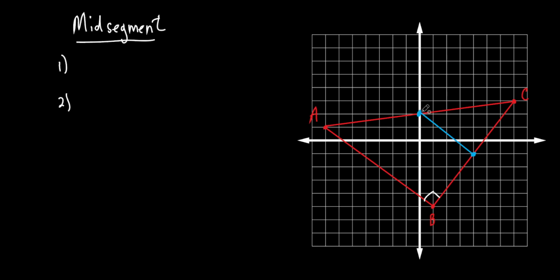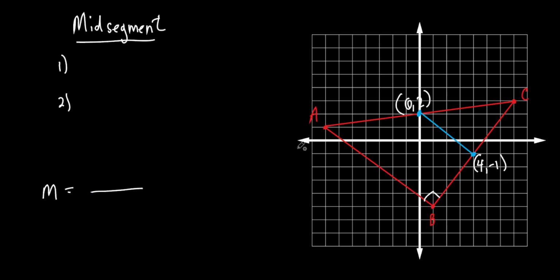So let's do it. What is this point, we say? This was what, (0, 2)? Is that right? And this point was what, (4, -1)? Okay. So what I'm going to do is find two things. I want to find the slope of the blue line, and I want to find the length of the blue line. So let's find the slope first. So the slope of the blue line, or the midsegment.